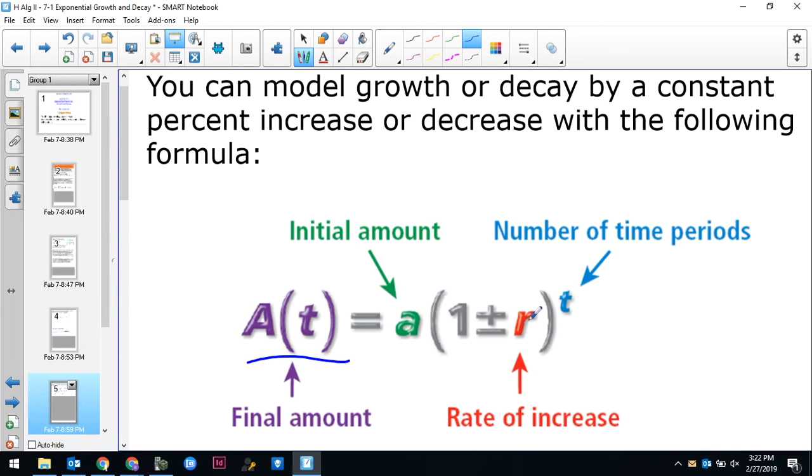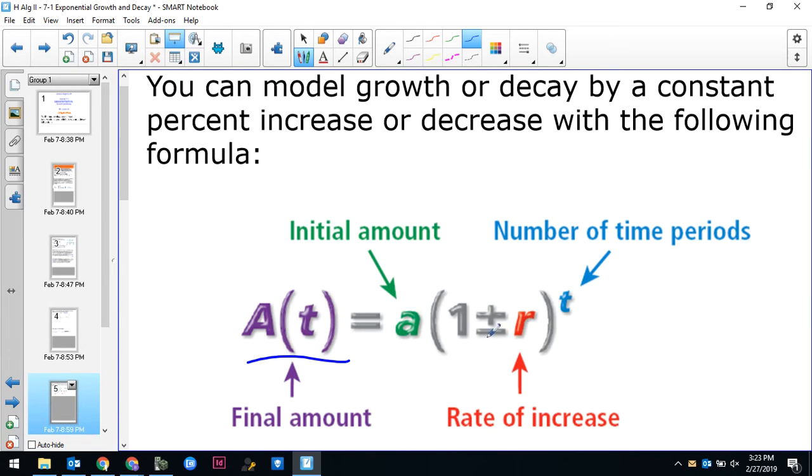And then I have 1 plus or minus r. R is the rate of increase as a decimal. So say I had a 30% increase, it would be 0.3. If I've got a 5% decrease, it would be 0.05. T is the number of time periods, so say number of years or number of days or number of months, whatever you'll get from the context of the problem.